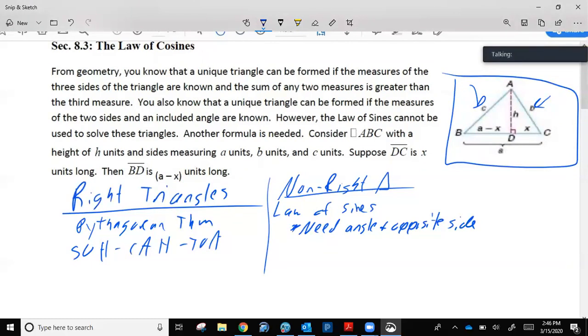And you would have learned there are some issues with law of sines. You have an ambiguous case where two triangles could be possible. That's not ideal. Law of sines also does not work well with obtuse triangles.